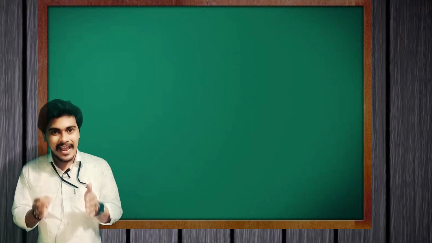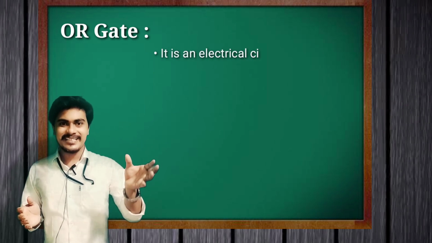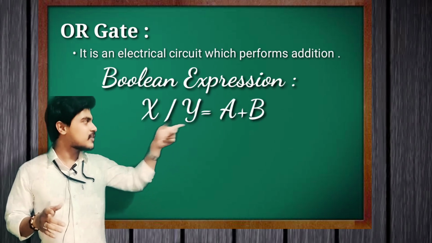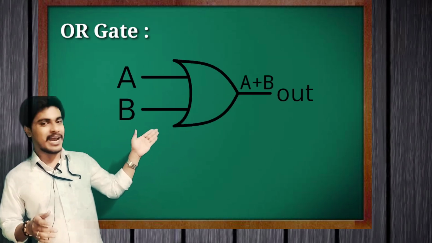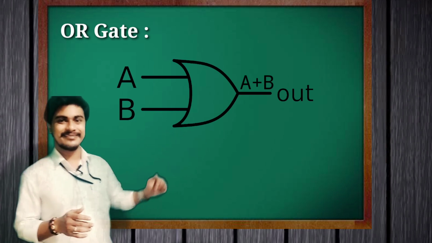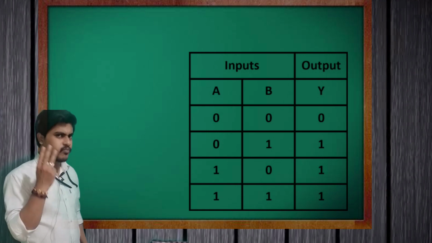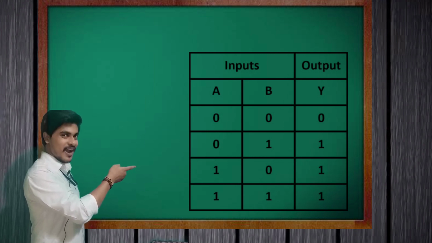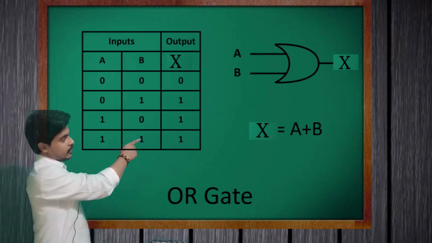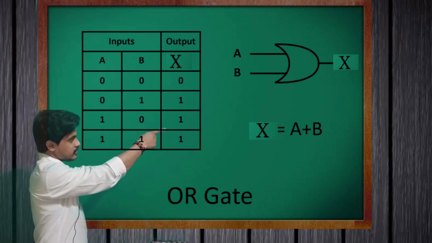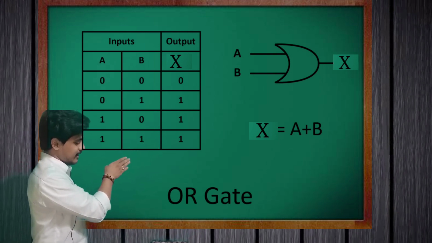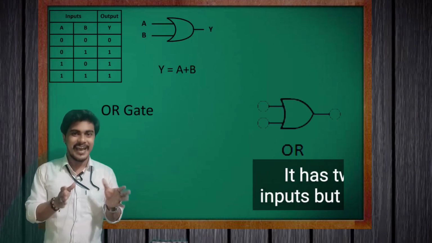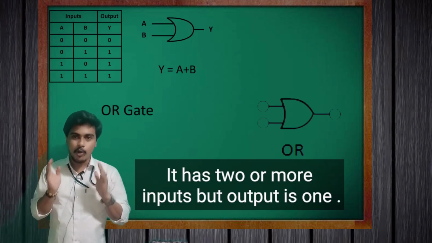So first of all, I have to discuss the OR gate. It is an electrical circuit which performs addition. The Boolean expression is X equal to A plus B, and the symbolic diagram is represented as shown. Now, the truth table. There are four possibilities, that is 0 0, 0 1, 1 0, and the last one is 1 1. So X equal to A plus B, and finally the output is 0, 1, 1, 1. It has two or more inputs, but the output is one.